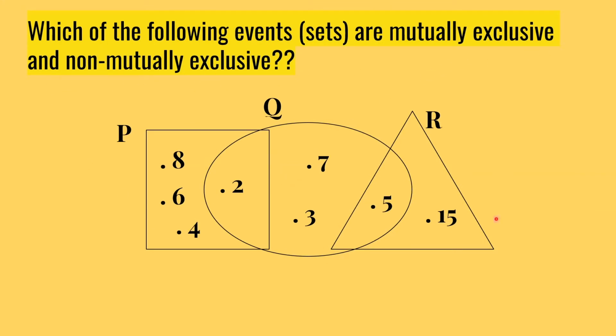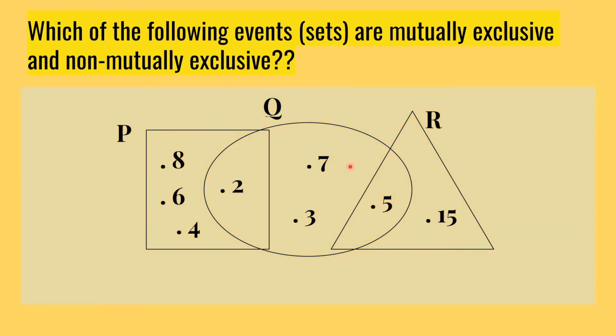Okay, so the first one, we are going to differentiate between mutually exclusive and non-mutually exclusive. As you can see here is a Venn diagram which we have sets P, Q and R. The elements of P are 2, 4, 6, 8. The elements of Q are 2, 3, 7, 5. And the elements of R are 5 and 15. The sets represent the events. So which of the events are mutually exclusive and which of the events are non-mutually exclusive?